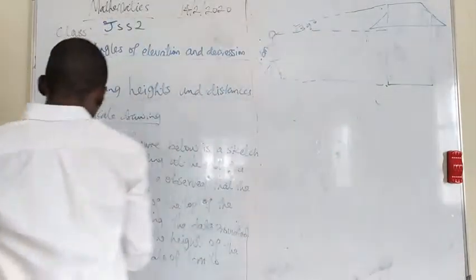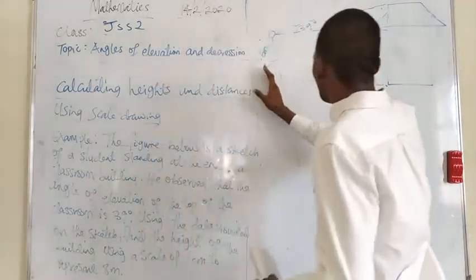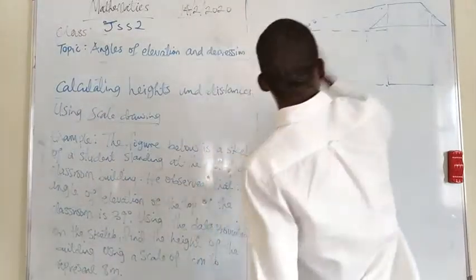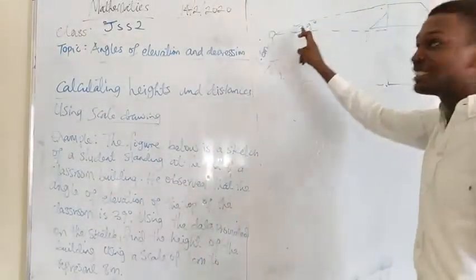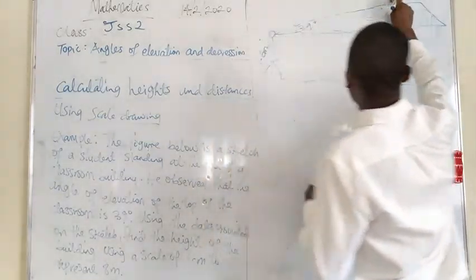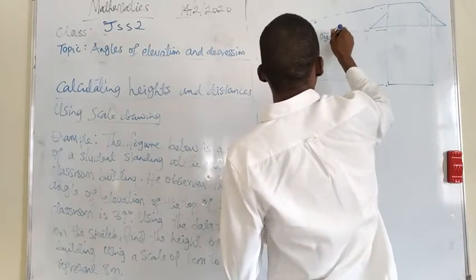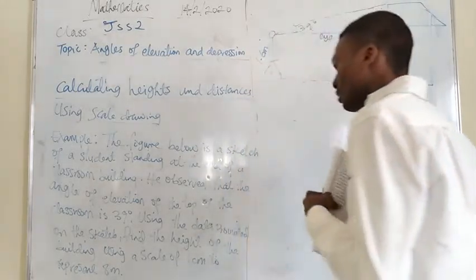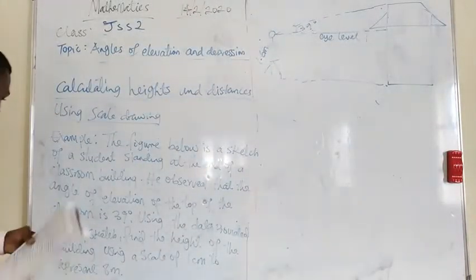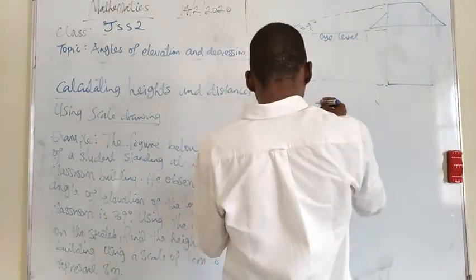The figure below is a sketch of a student standing at the end of a classroom building. We have the student at the classroom building. He observed that the angle of elevation of the top of the classroom is 39 degrees. The angle of elevation of the top, we have the top of the classroom here, is 39 degrees, and this is the student's eye level. You have to use the data provided on the sketch to find the height of the building using a scale of 1 cm to represent 8 meters.